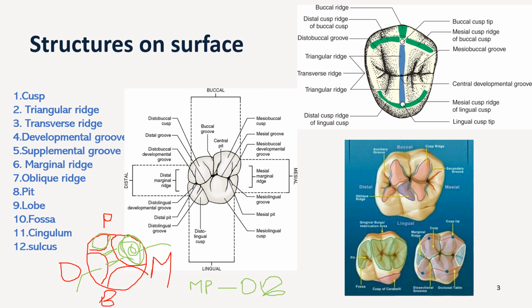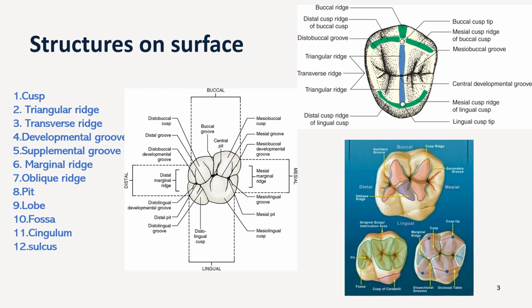Then moving towards a pit. What is a pit? A pit is a depression. It is not an elevation. Remember what are the elevations and what are the depressions, as we ask in viva. So what is a pit? A pit is a small pinpoint depression located at the junction of developmental grooves. An example is the central pit.